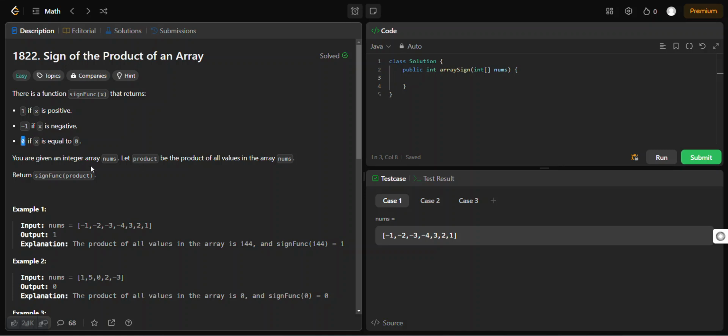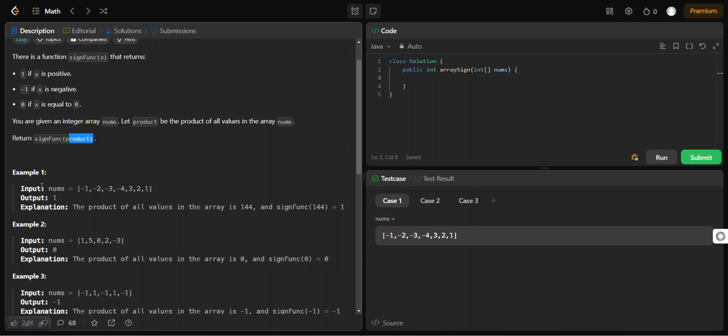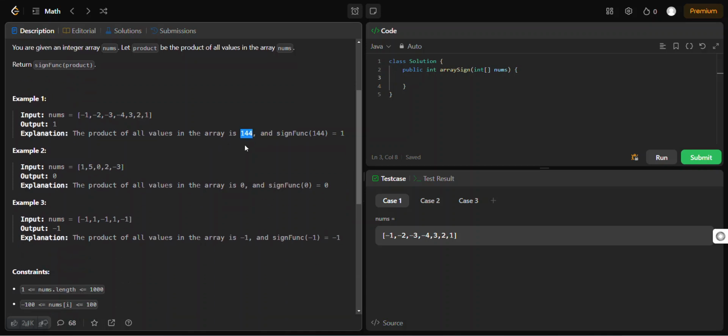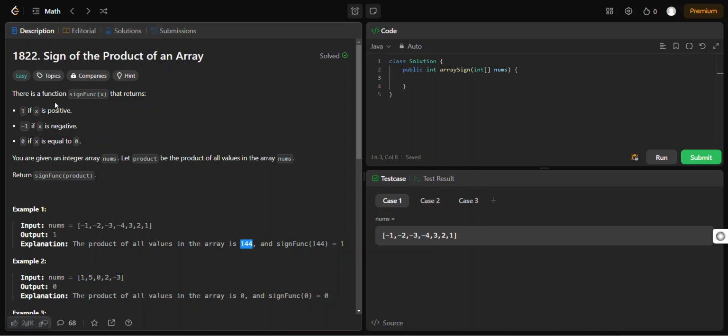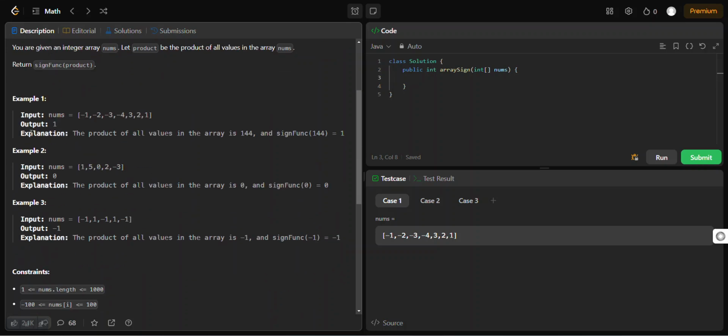You are given an integer array nums. Let the product be the product of all values in the array nums. We are going to return the sign of the product. So example 1, we have all these integers together. Multiply these integers together, we are going to get 144. And 144 is obviously positive, so according to this function, the positive will give us 1.